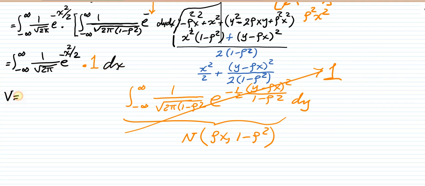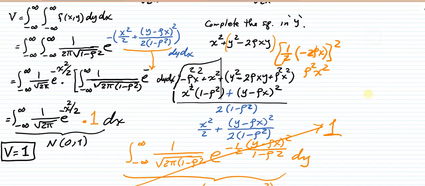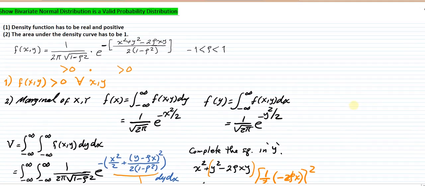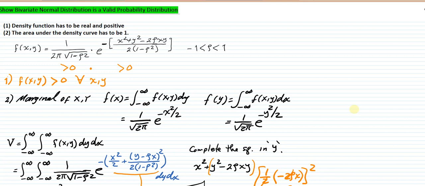Okay, so the volume is going to be, now what's in front here is going to be the area under the standard normal distribution with mean 0 and standard deviation 1, right? Right here, that's the area under standard normal (0, 1), and that is 1. So we have established the fact that indeed this is a valid probability distribution. And so that's all we wanted to do. We just wanted to show that that was indeed a valid distribution.